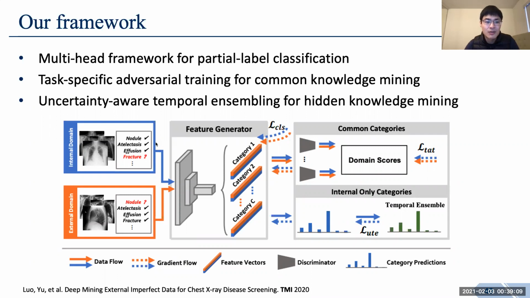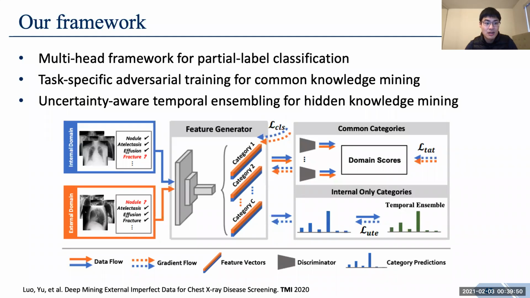And to handle the image or appearance discrepancy, we use adversarial learning strategies. But we propose a task-specific adversarial learning. That means for each common disease, or for each head, we use a domain discriminator to encourage the network to generate common features for the images from the 2 datasets. Because as we said, the label annotations for the 2 different datasets are different, so in some diseases there are unlabeled cases.